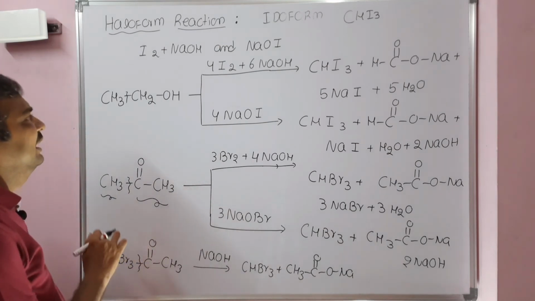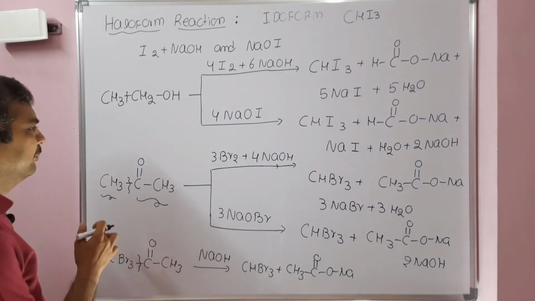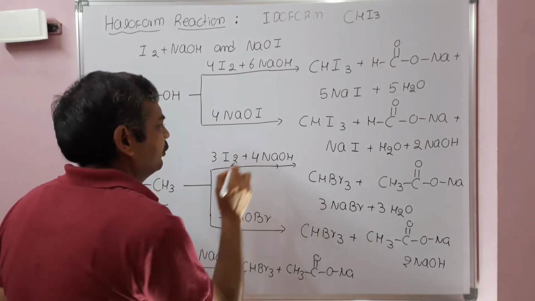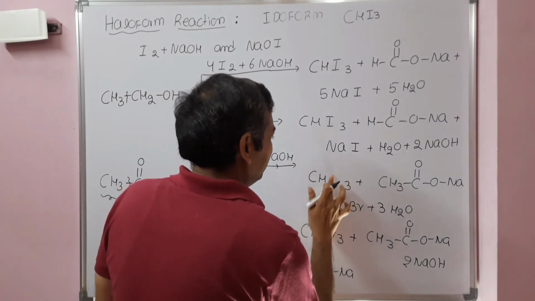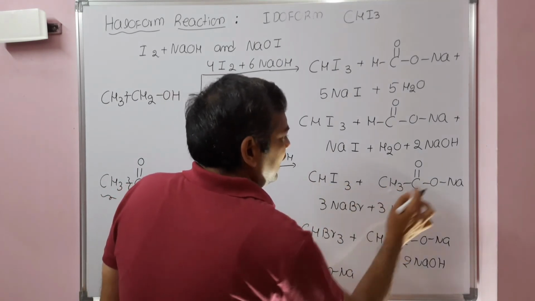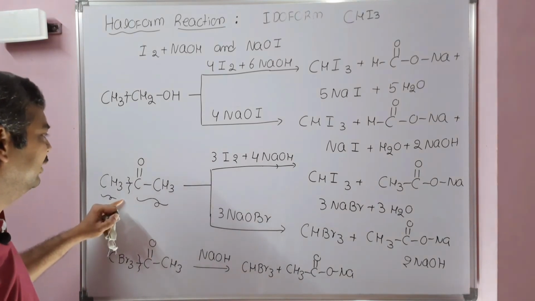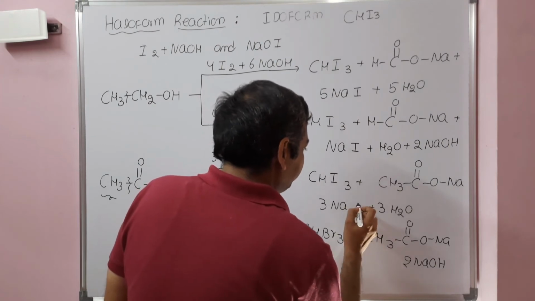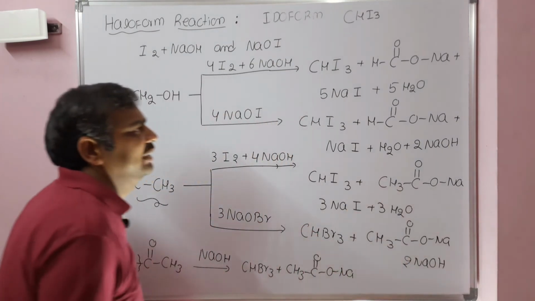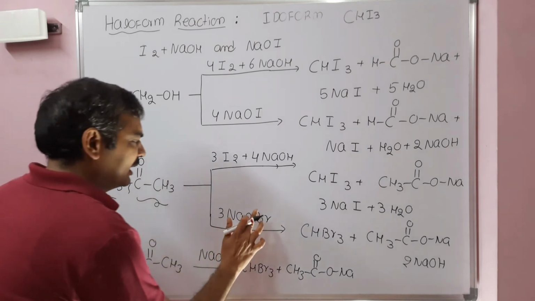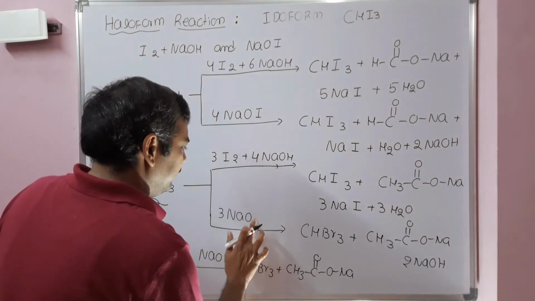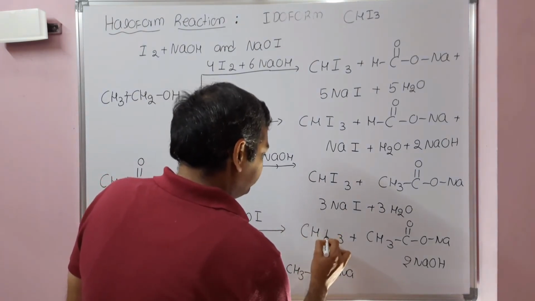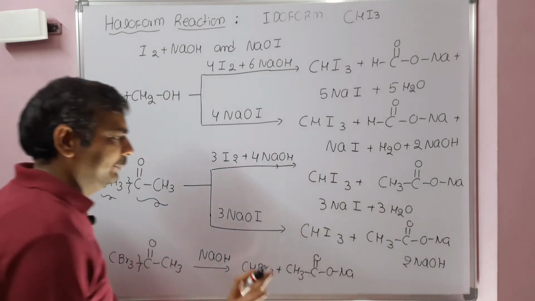Done. So similarly, preparation of iodoform from acetone. When acetone reacts with 3 moles of iodine and 4 moles of sodium hydroxide, we will get 1 mole of iodoform and 1 mole of sodium acetate. This part is iodoform, this part is the salt, and 3 moles of sodium iodide and 3 moles of water. Similarly, acetone reacts with 3 moles of sodium hypoiodide to give 1 mole of iodoform. Okay, acetone, done, that's it.